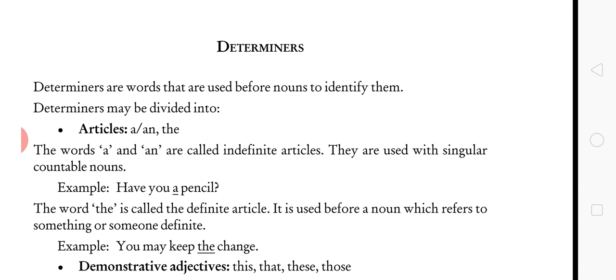The is also used when a singular noun is used to denote or represent the whole class. Let me repeat. The is also used when a singular noun is used to denote or represent a whole class. For example, the dog is a faithful animal. The lion is a fierce animal.